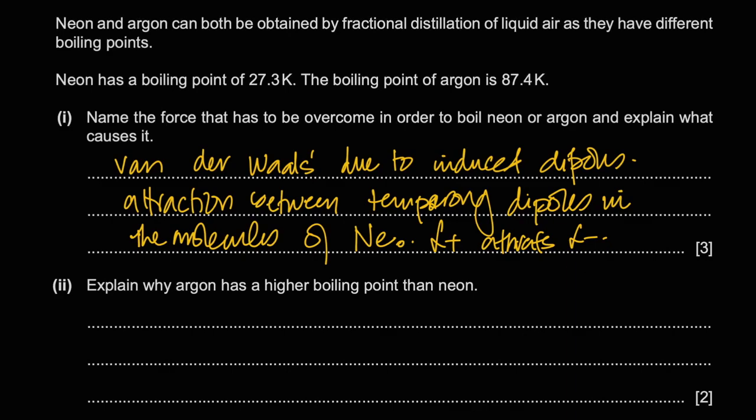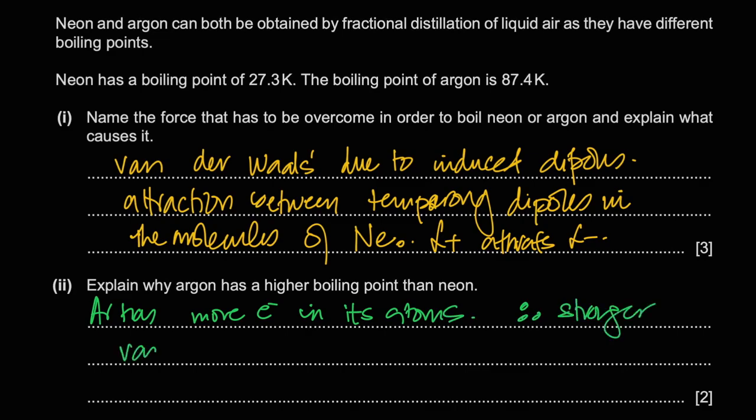And it says explain why argon has a higher boiling point than neon. Because argon has more electrons in its atoms, therefore stronger van der Waals forces. Okay?